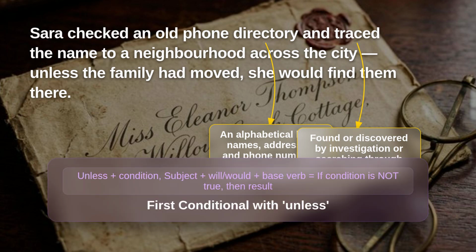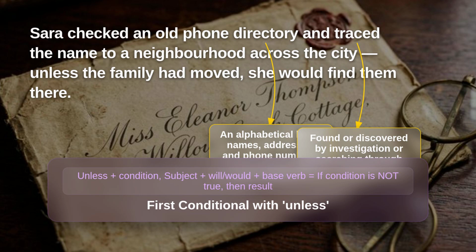Unless creates a conditional sentence, just like if. But whereas if states a positive condition, unless states the exception. Think of it as a safety clause. Everything will be fine unless something goes wrong. Sarah will find them there unless they moved.